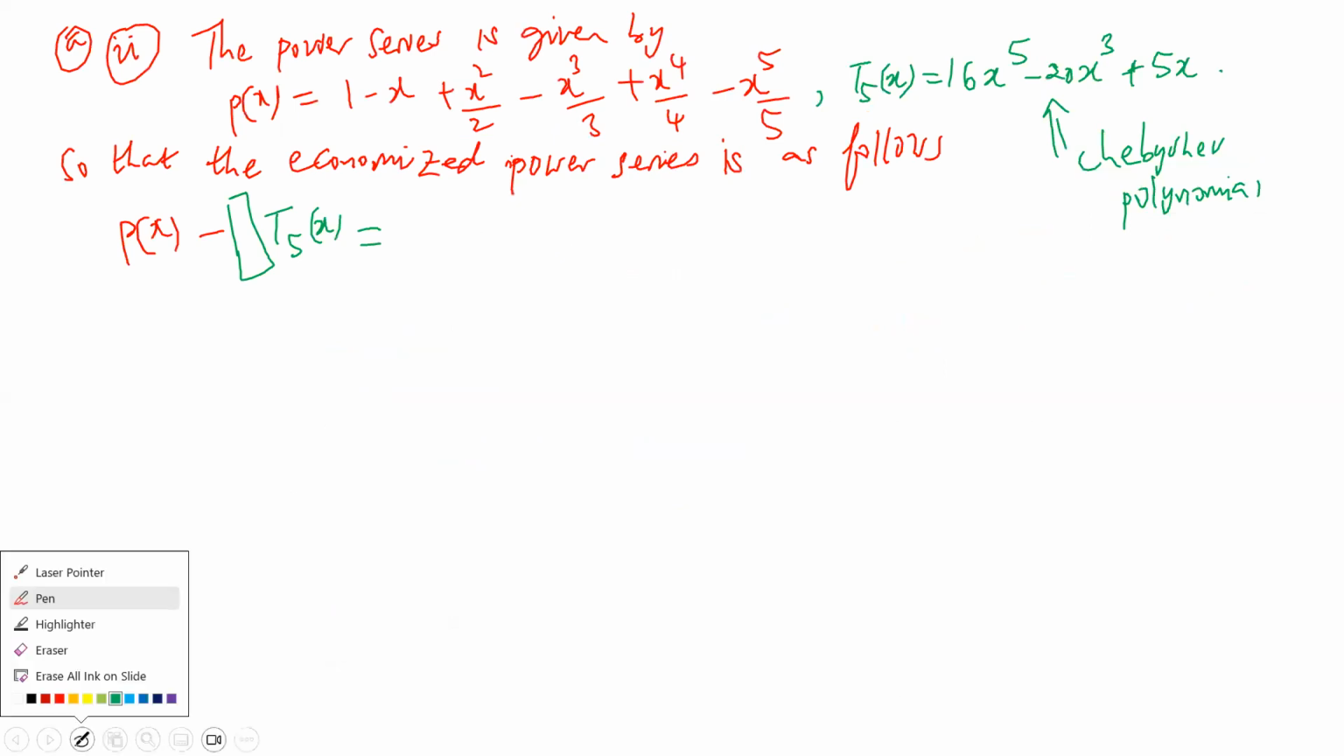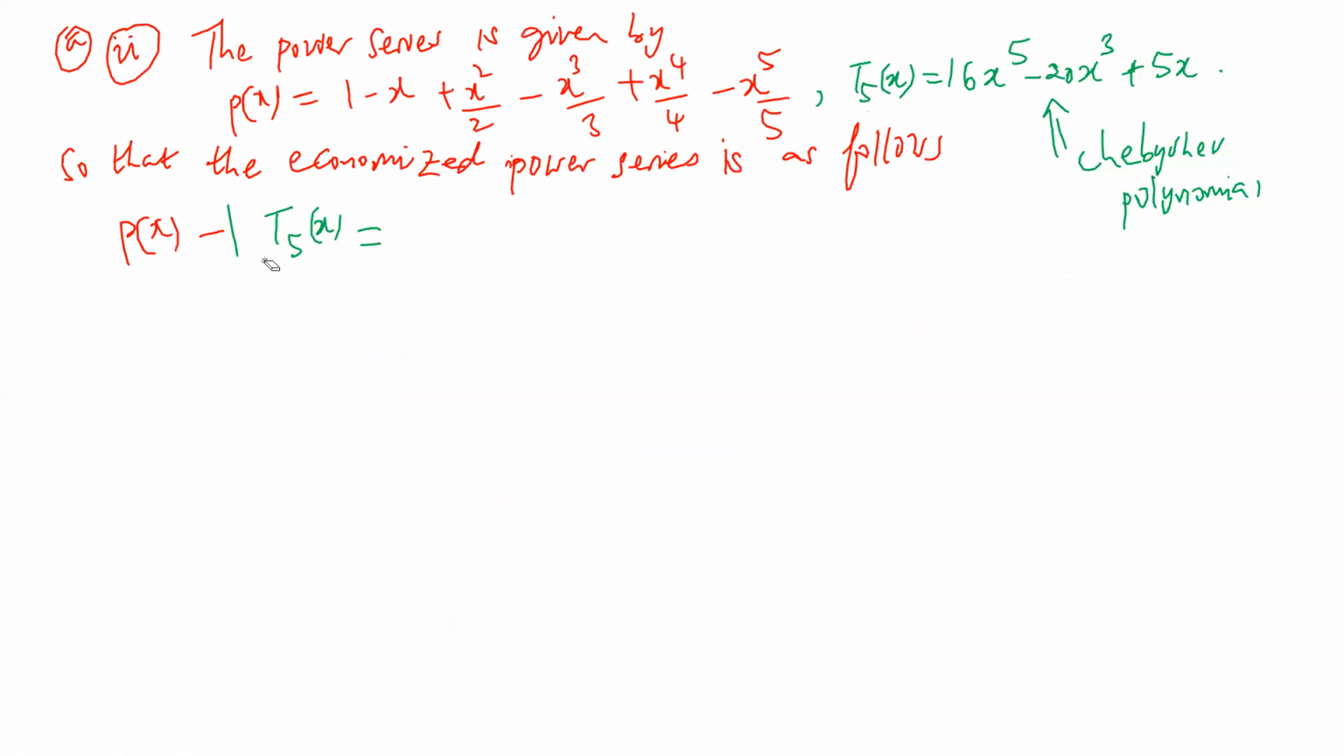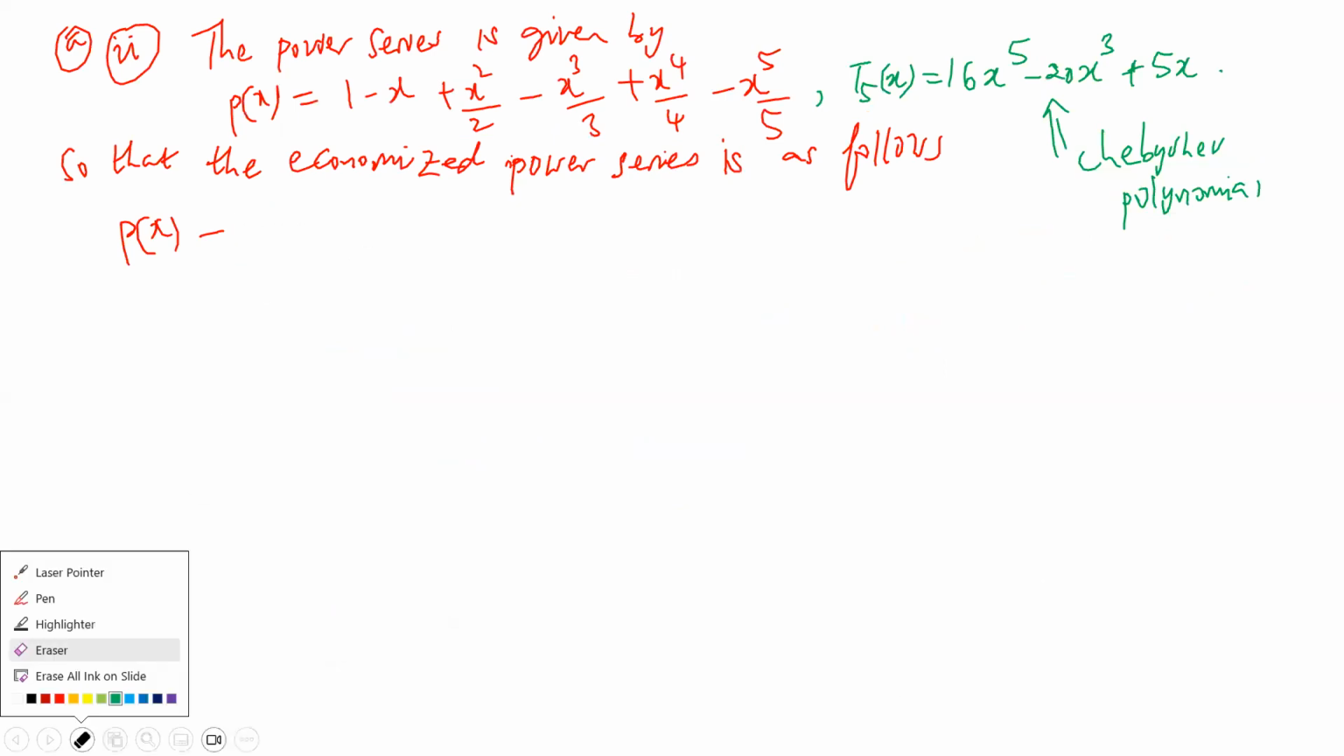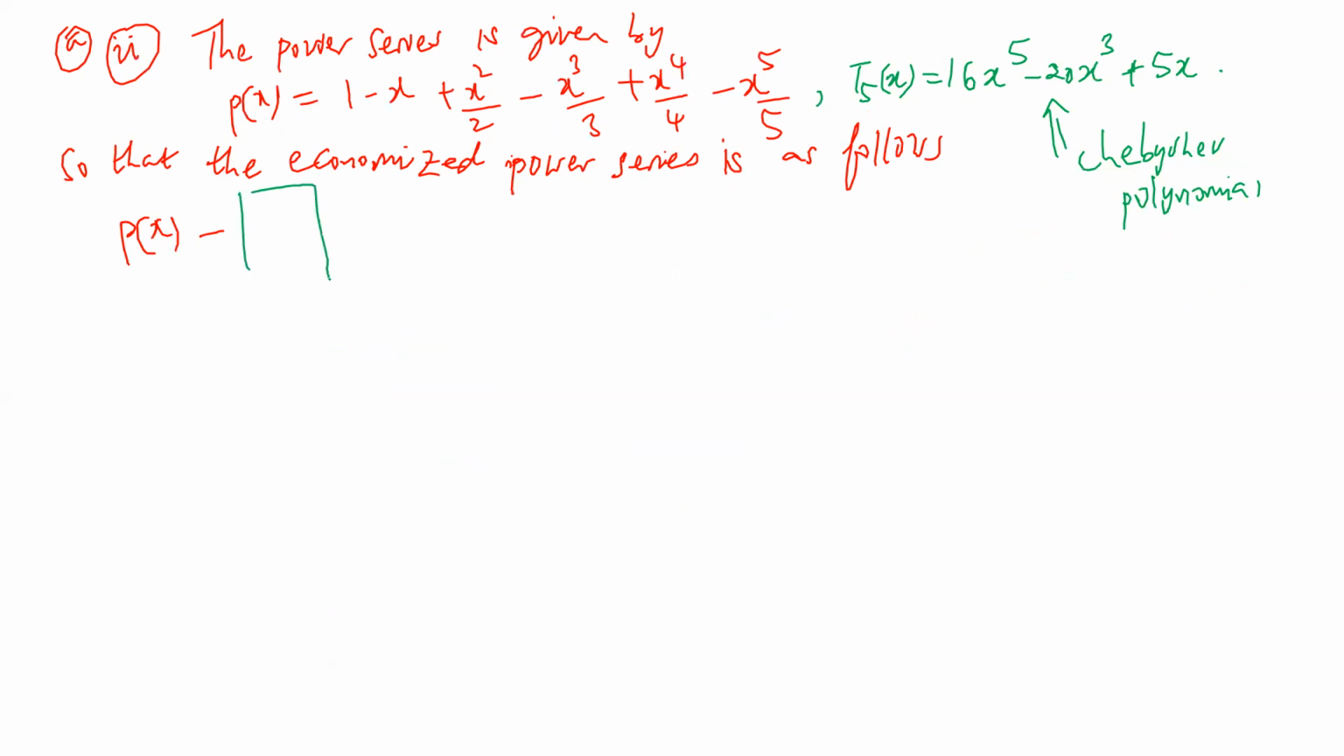So the next small little trick is to look at what happens here. We need to subtract T5, T sub 5. So we are subtracting a fifth order Chebyshev polynomial. We put in a block a numerical value, and we multiply by T5 of x. The question is, what number do we put there?